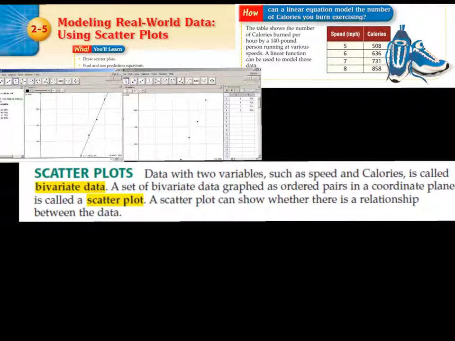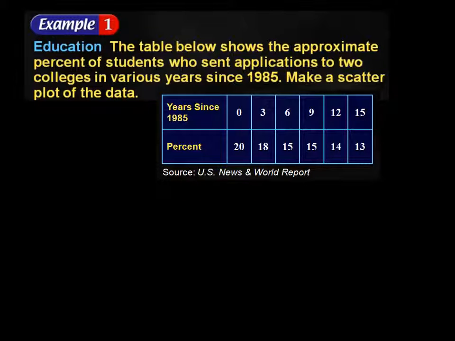A set of bivariate data graphed as ordered pairs in a coordinate plane is called a scatter plot. A scatter plot can show whether there is a relationship between the data. The table below shows the approximate percent of students who sent applications to 2 colleges in various years since 1985. Make a scatter plot of the data.